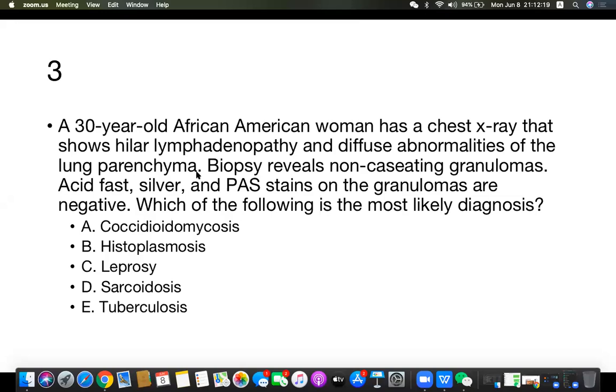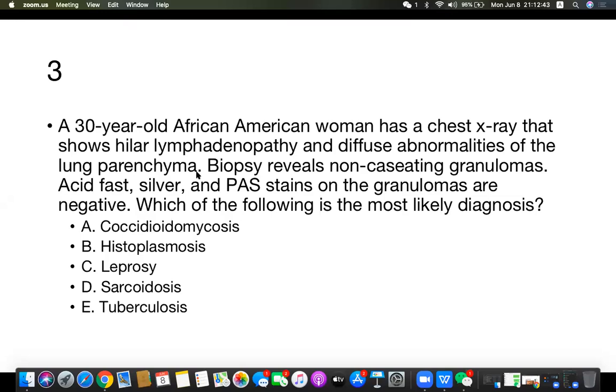And the biopsy was done from those lymph nodes and they revealed there is granuloma, but those granulomas do not have any caseation. So it rules out tuberculosis. Tuberculosis cannot be there now. Even acid fast stain is negative. So TB cannot be there. Any other atypical mycobacteria cannot be there.